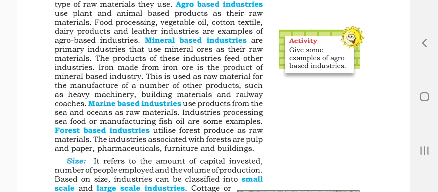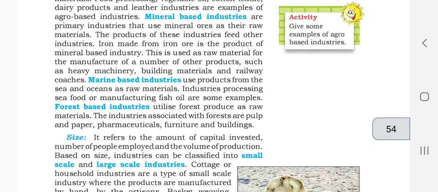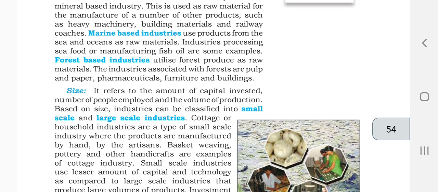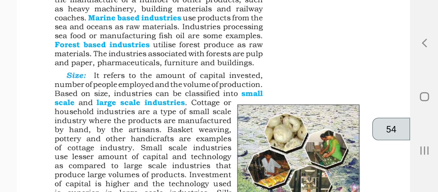Next one is forest. Forest based activities utilize forest products as raw materials. So they will get raw materials from the forest. The industries associated with the forest are pulp and paper, pharmaceuticals, furniture and buildings, which are some of the examples of forest based activities. We see a lot of materials that are made from wood; those are all forest based activities.